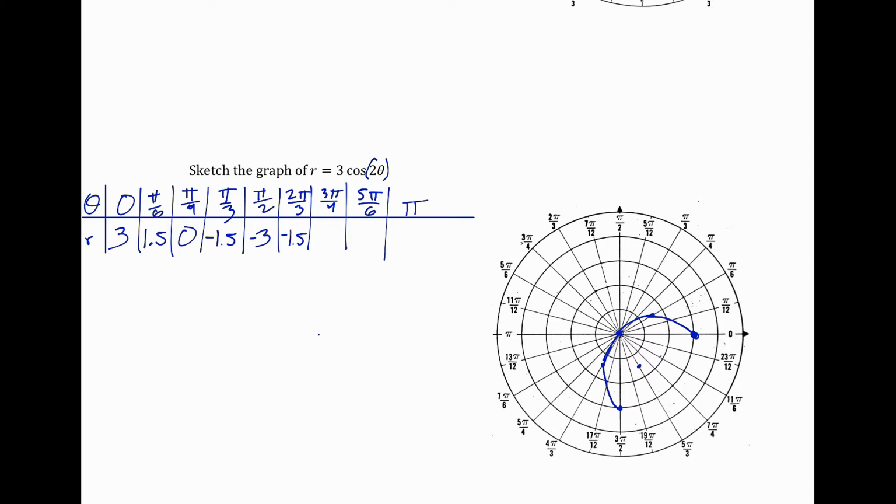Oops, sorry. It was a little too far zoomed in. It wouldn't let me do that on my iPad.